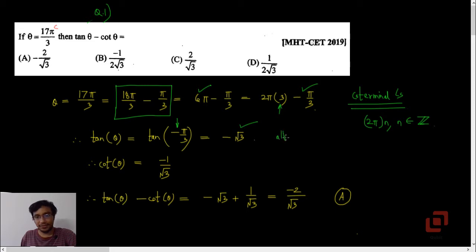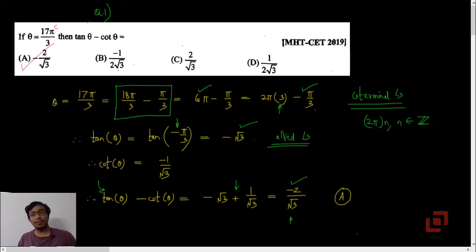Allied angles. And then obviously cot theta will be the reciprocal of tan, so minus 1 upon root 3. Now go to the expression whose value is being asked. Tan theta minus cot theta, substitute the values. Minus root 3 minus 1 upon root 3, or minus root 3 plus 1 upon root 3, simplify. Minus 3 plus 1, so minus 2. Denominator is root 3. Okay, so that is option A.